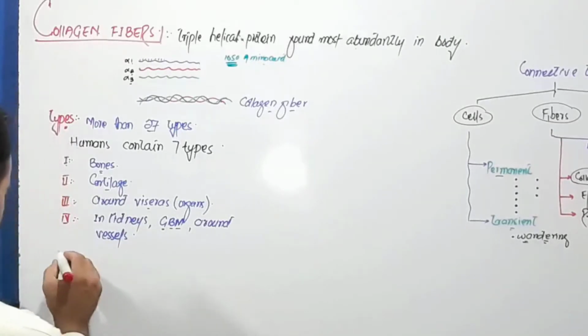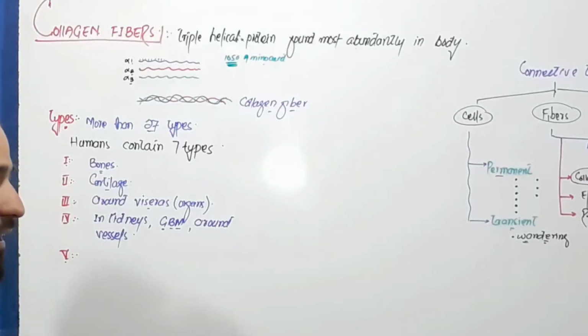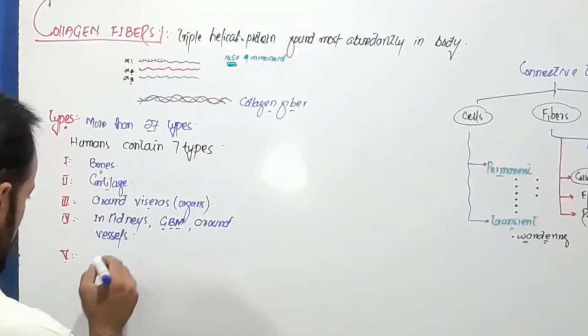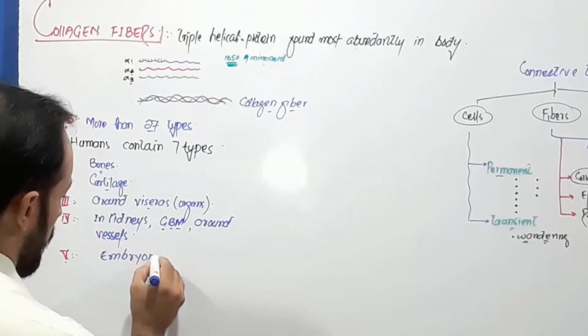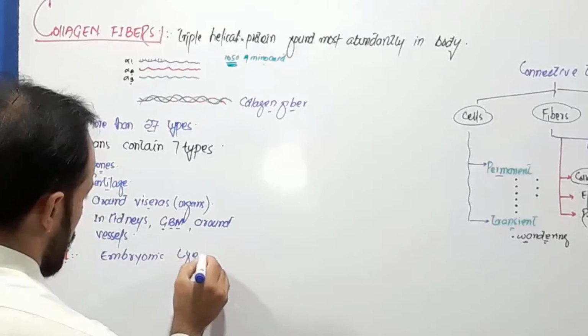Then collagen type 5 is a collagen which is present in embryonic life. Collagen type 5 is present in embryonic life, but when the embryo develops, collagen type 5 will vanish from the body, right? So we say it is present in embryonic life, right?